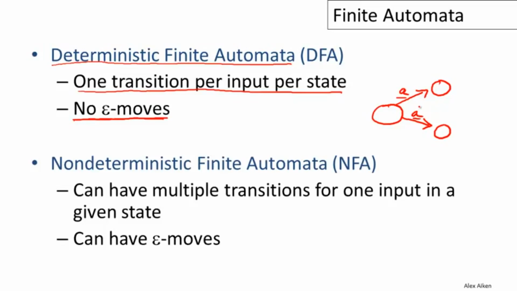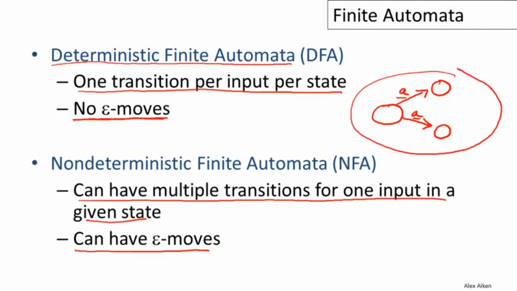And then non-deterministic finite automata are just those that are not deterministic. In particular, a non-deterministic automaton can have epsilon moves, so it can choose to move to another state without consuming input. And they can also have multiple transitions for one input in a given state. So something like this is okay for a non-deterministic automaton.